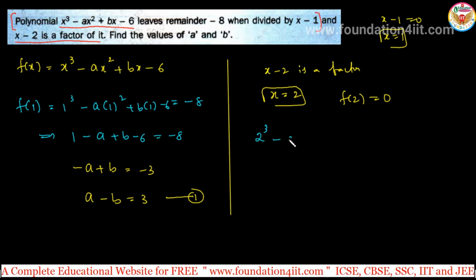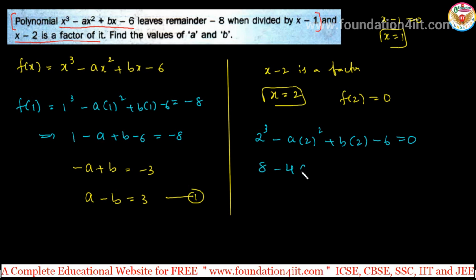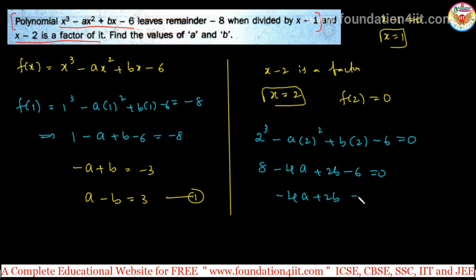So 2 cube minus a into 2 square plus b into 2 minus 6 is equal to 0, because it is a factor. Right? 8 minus 4a plus 2b minus 6 is equal to 0. Then finally, take the a term and b term to the other side. Minus 4a plus 2b is equal to 8 minus 6, which is 2, so it becomes minus 2. Take minus 2 common on both sides, it becomes 2a minus b is equal to 1. This is equation 2. Right?